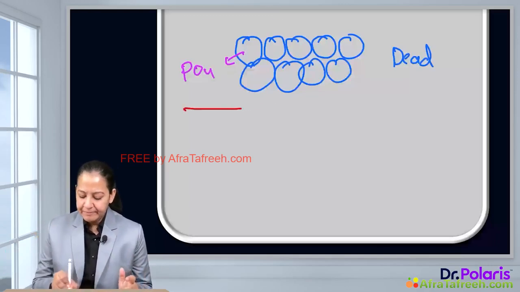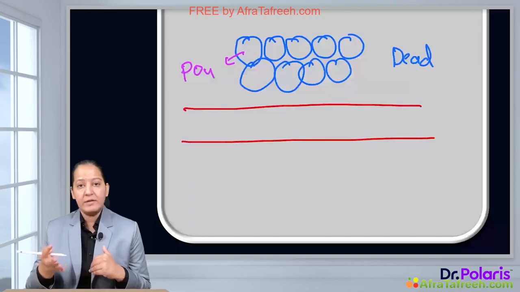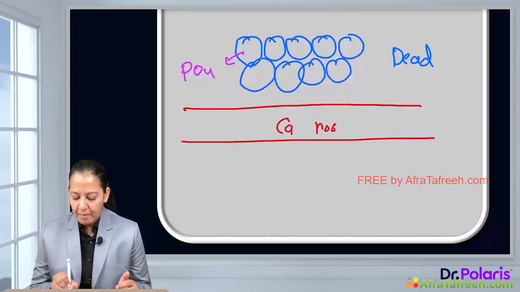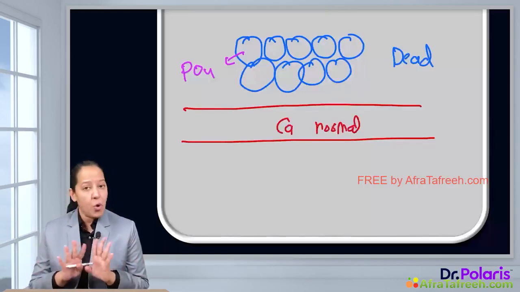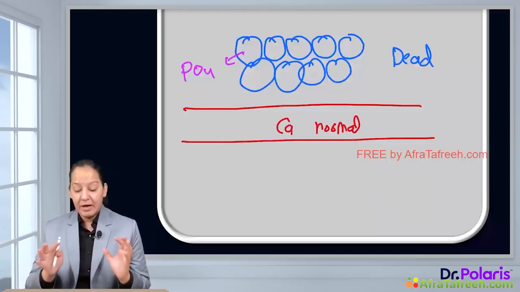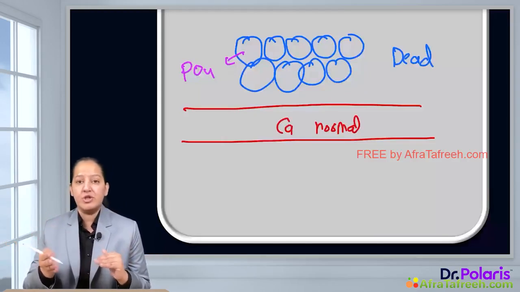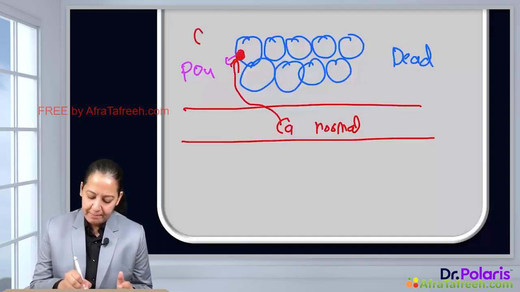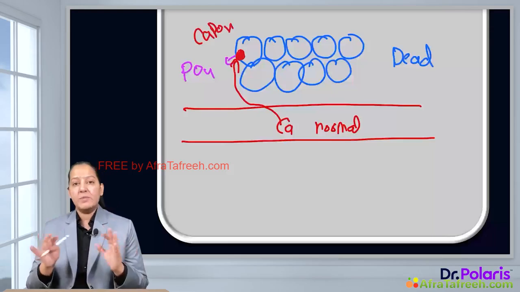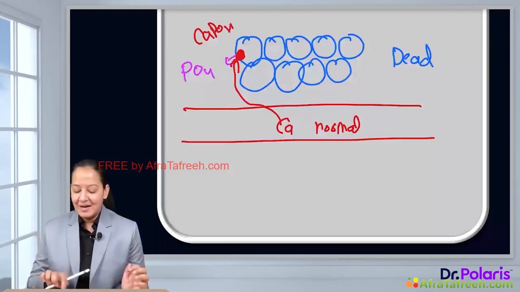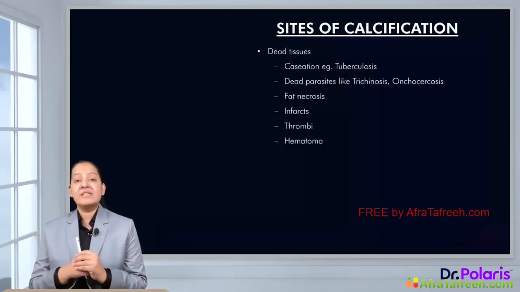Let me draw a blood vessel. This is a blood vessel supplying blood to this organ, which is dead and degenerated. The blood contains calcium in normal concentration. There is no hypercalcemia. Now calcium tends to form bonds with phosphate, and because phosphate is present in dead and degenerated tissue, the calcium will leave the blood and come here and form salts. The salts are calcium phosphate, CaPO4. In this way, calcium gets deposited in dead and degenerated tissue. This is the pathogenesis.